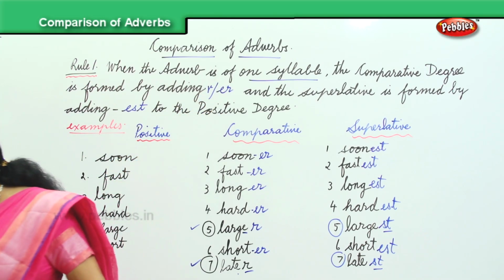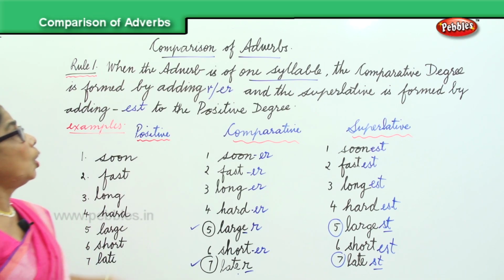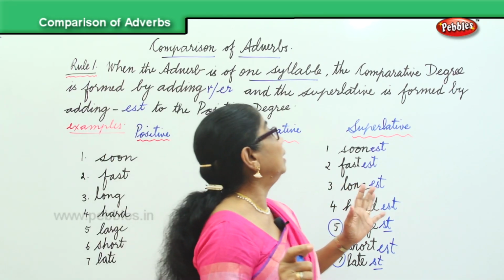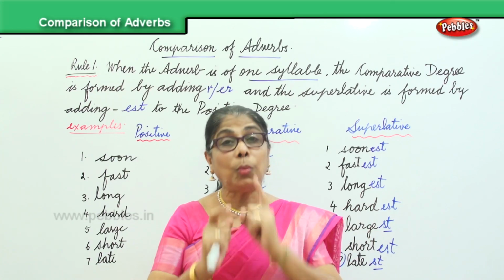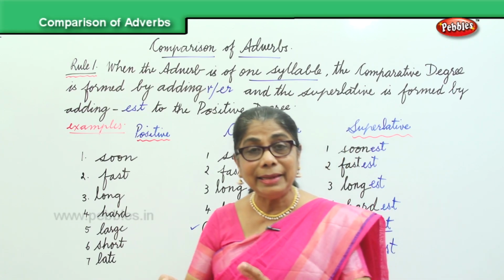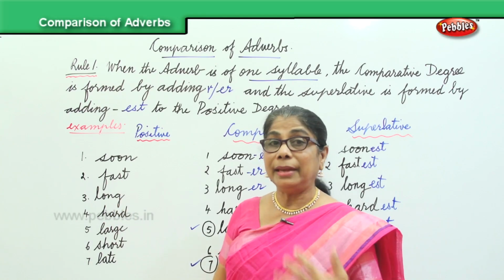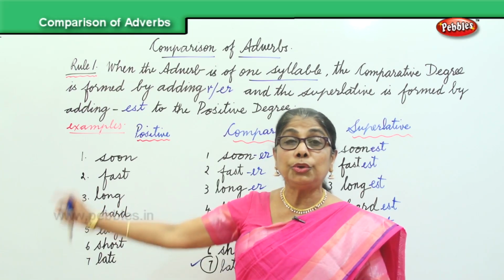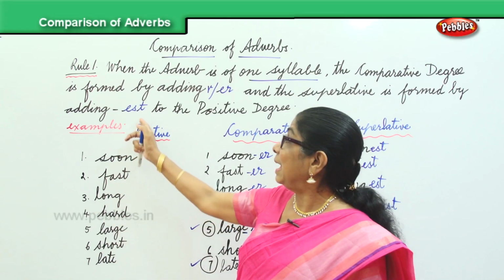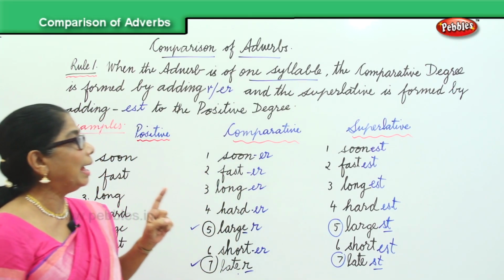Now let's read aloud all three degrees of comparison. When you get an adverb of one syllable, you form the comparative degree by adding r or er to the positive. Then to find the superlative degree, you add est, and you have two exceptions, the words large and late.